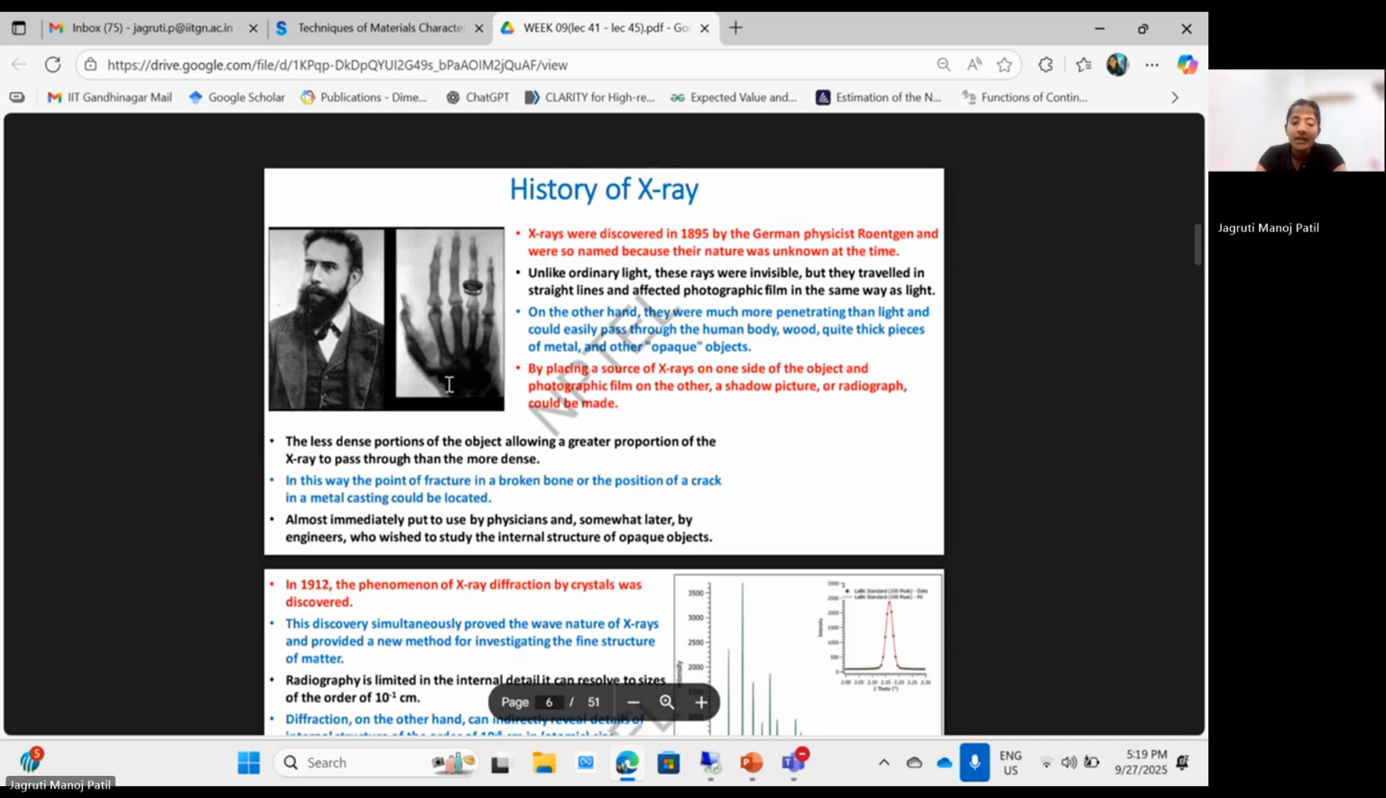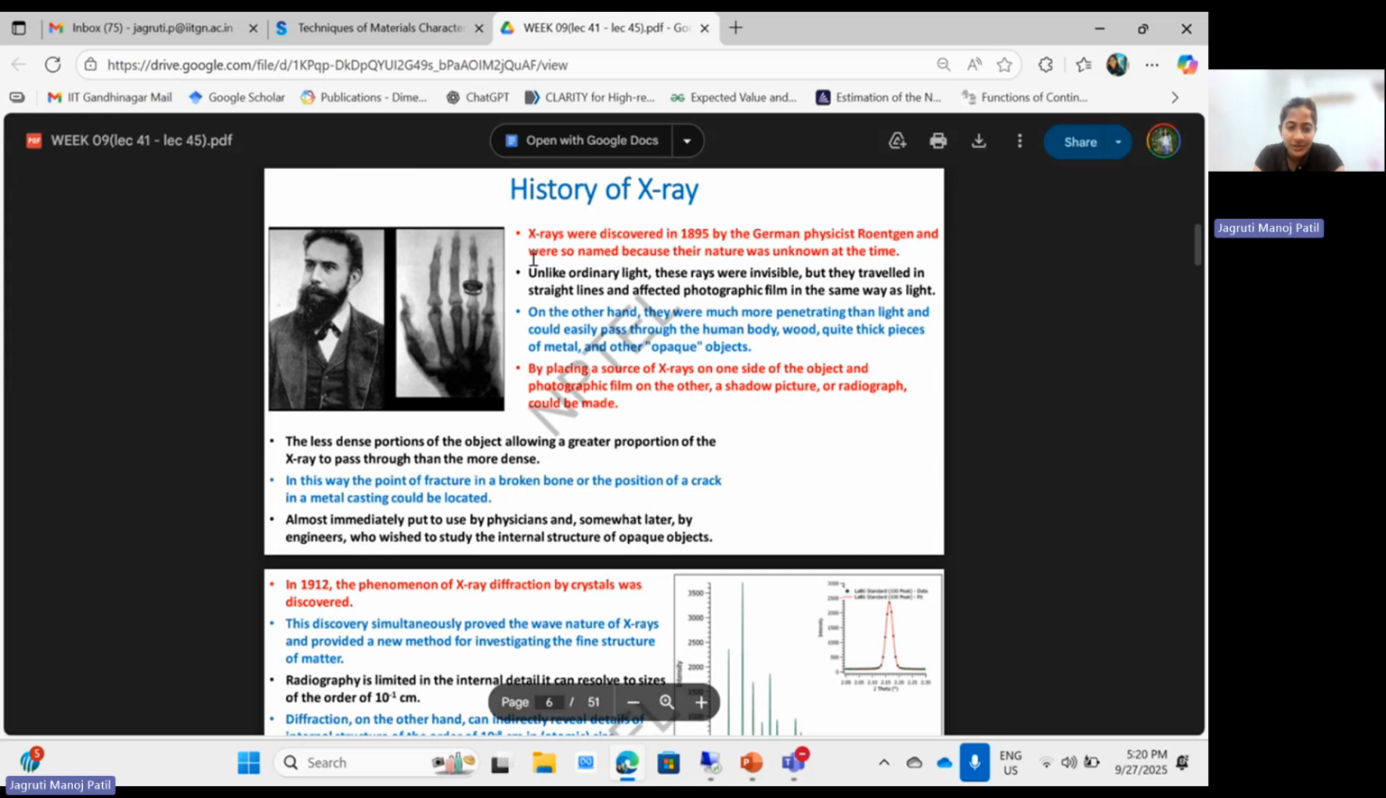Then comes X-ray. The first time I read about X-ray was when I was doing this medical imaging course in my bachelor's. And then we heard that they were discovered in 1895. The German physicist was Röntgen, and they were named X-rays because their nature was unknown at the time.